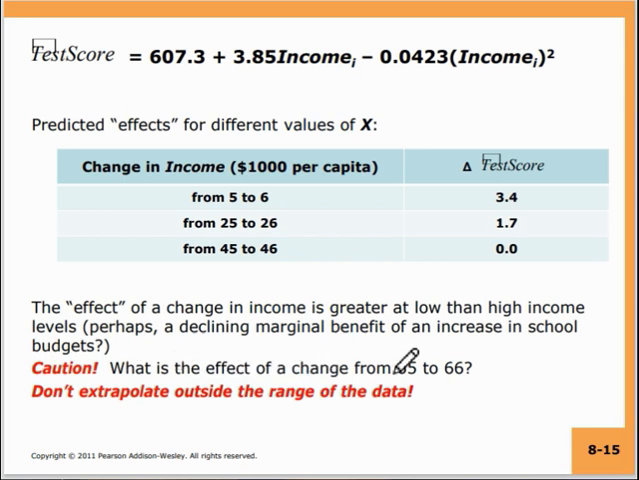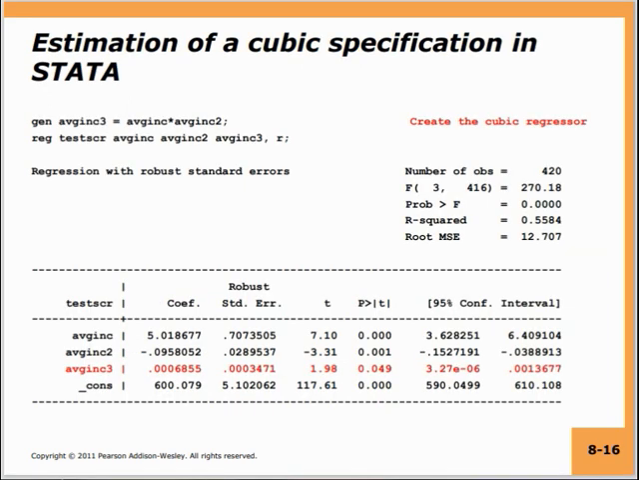Okay, what is the effect of a change from 65 to 66? Basically, since we don't have data for that level, and since we are not assuming a constant slope, it is better not to extrapolate outside the range of the data. So now we estimate the cubic specification and we include a cubic term. As you can see, the cubic term has a very small beta coefficient, and while it is statistically significant, the level of significance is somewhat smaller. So actually including the cubic term may not be increasing your model fit by that much.